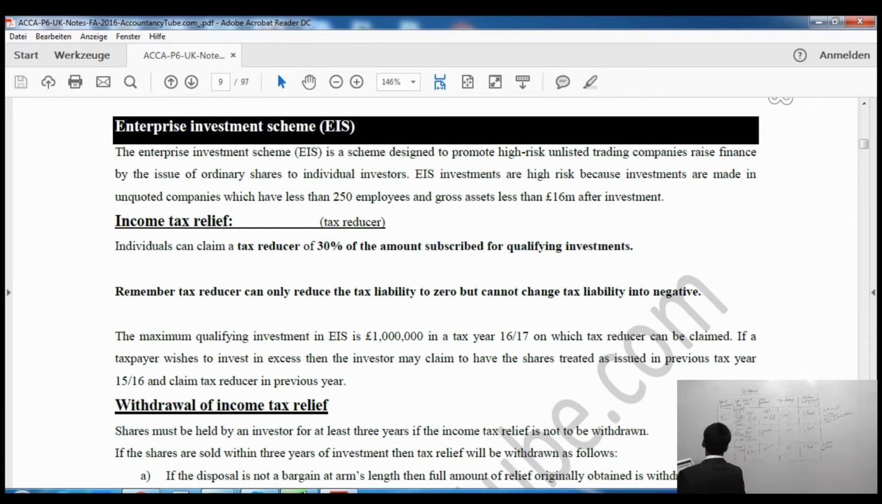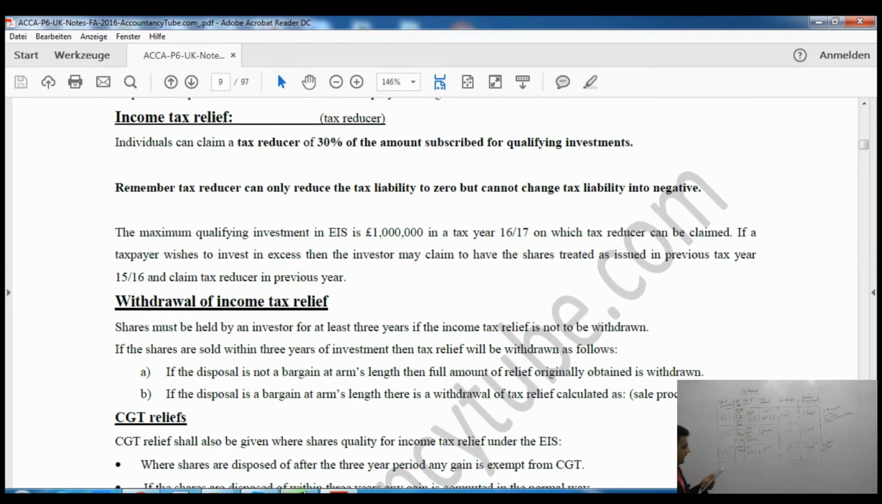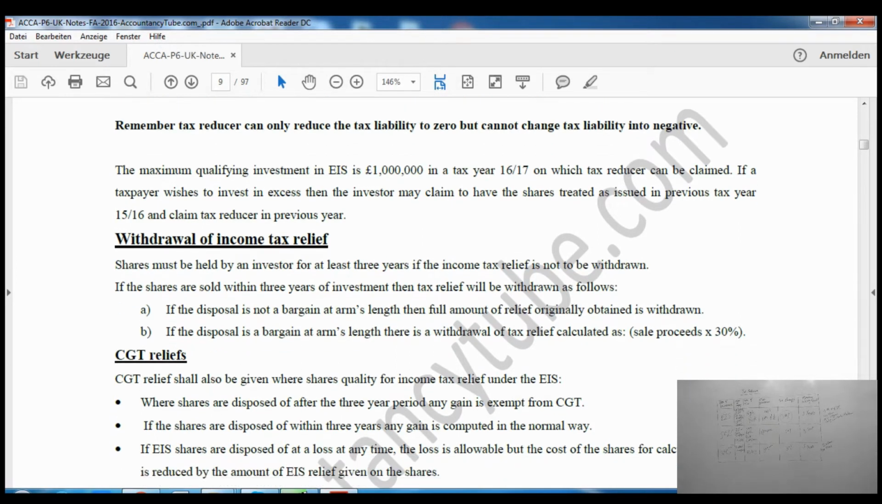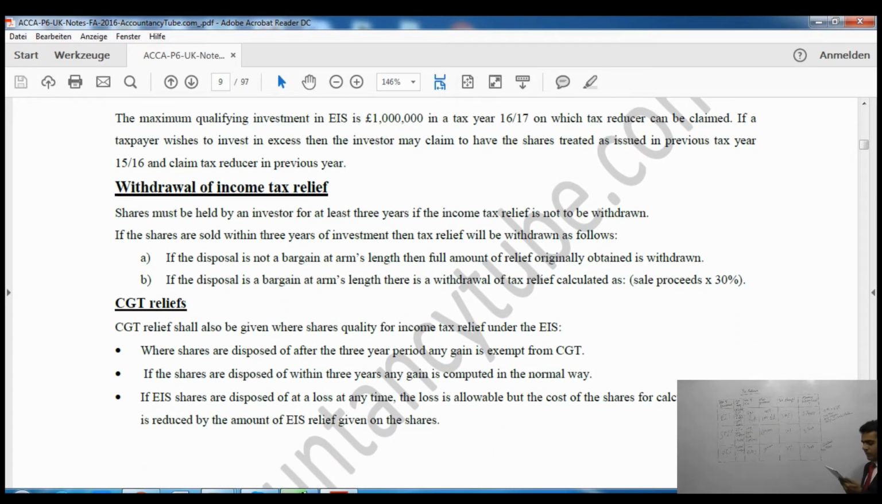All right. That's what I mentioned, I think, on the board as well. Alright, then what is the tax relief? Tax relief is 30% of the qualifying investment. Remember, it can only reduce the tax liability to zero, but it cannot go into negative. The maximum qualifying investment is 1 million for the tax year 16-17.